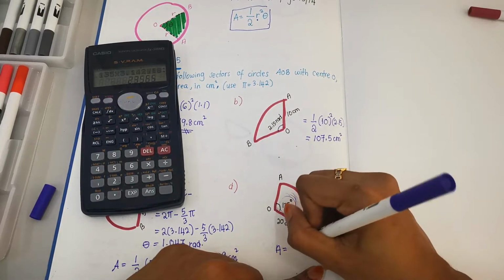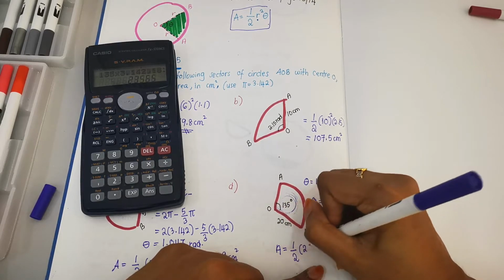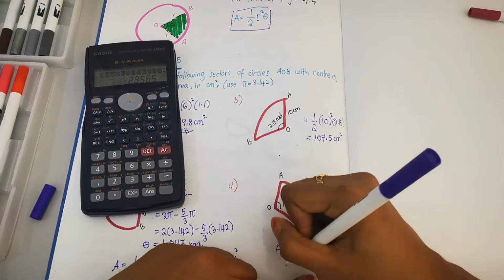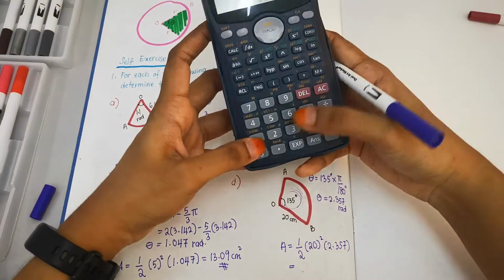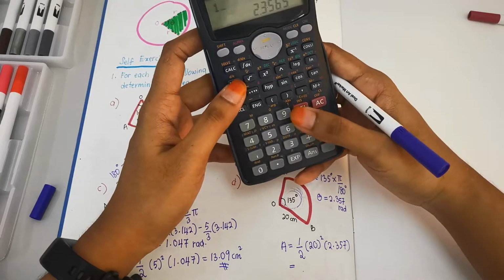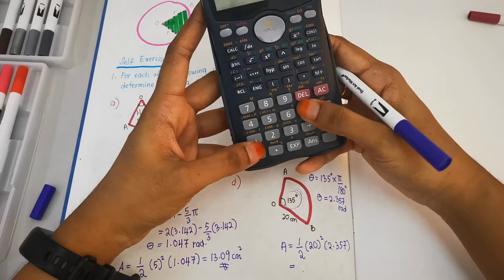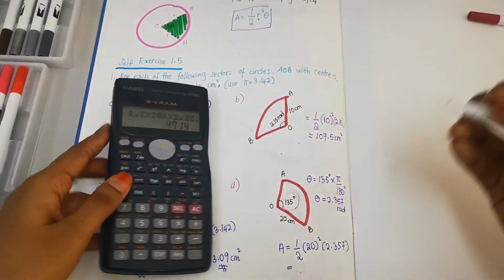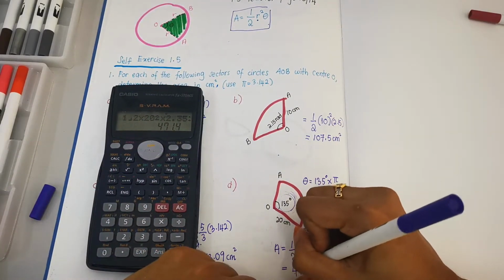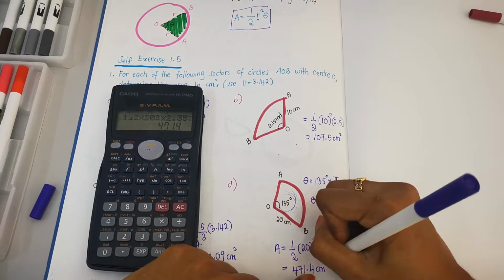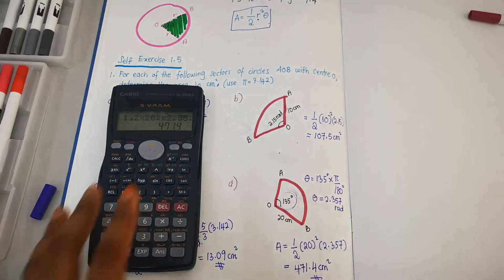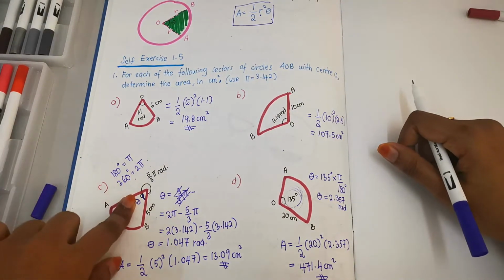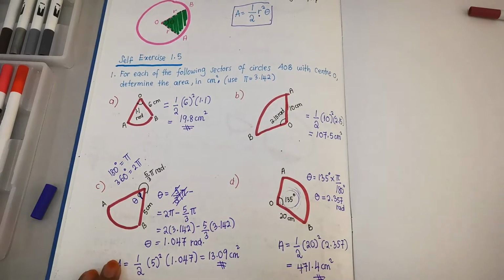Now let's find the area. 1 over 2 r square theta, theta is 2.357. So 1 over 2 times 20 square times 2.357, we get 471.4 centimeters square. I hope you guys are by now already alert. If your theta is in degree, you must change it to radian.